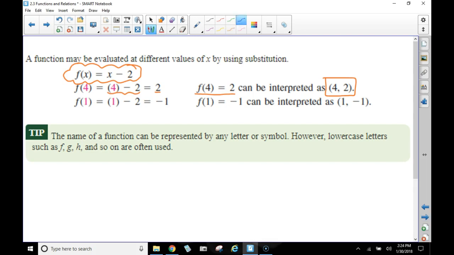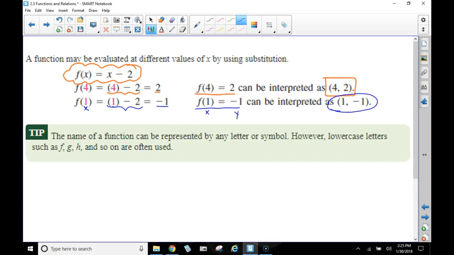Let's look at another situation. When x is equal to 1, you want to find the function value at 1. When x is 1, what is y? Well, you put the 1 in for the x. Then you go 1 minus 2, and that comes out to be negative 1. So we would say f evaluated at 1 is equal to negative 1, and that gives you the x, y ordered pair 1, negative 1.